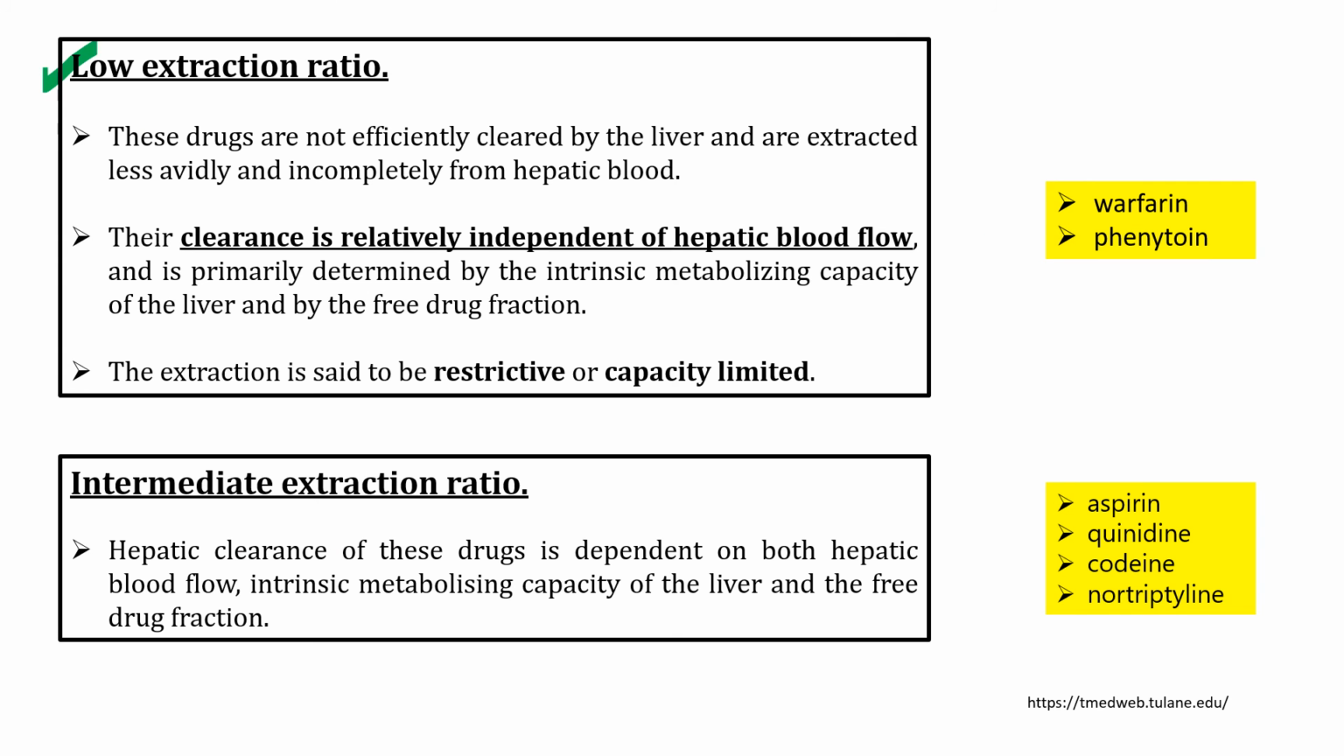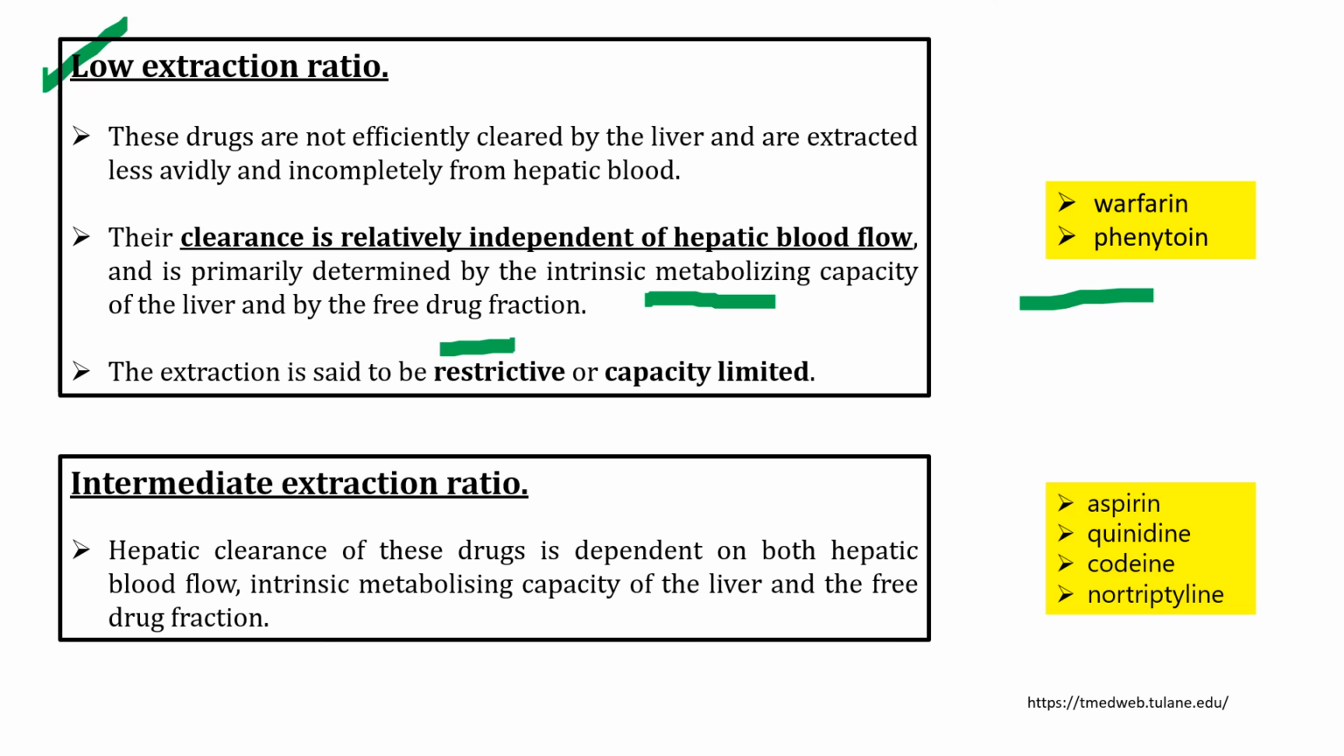So a few more examples. First one is low extraction ratio. It is independent of hepatic blood flow. In the other slide we have seen that it is dependent on hepatic blood flow, and here it is dependent on the intrinsic metabolizing capacity of the liver and by the free drug fraction. For example, warfarin and phenytoin. As you have seen low extraction ratio, you can also remember that phenytoin has a very high bioavailability, close to 90 to 100%. So since this drug is not being metabolized by the liver, you can expect a very high bioavailability of these drugs.